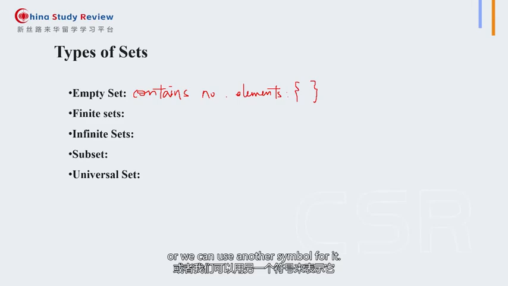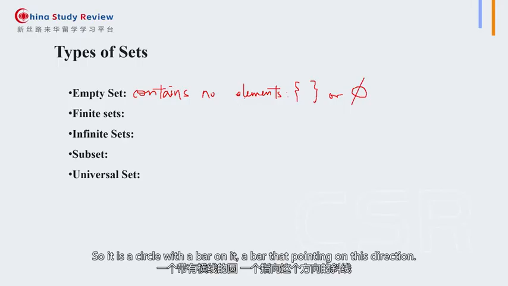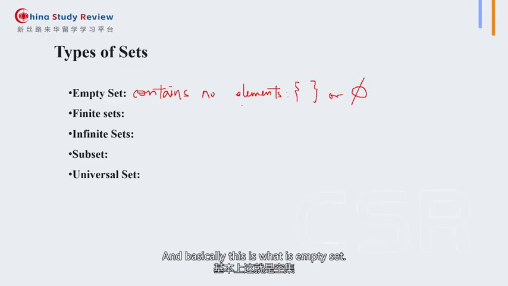Or we can use another symbol for it. This one is a circle with a bar on it, a bar pointing in this direction. Basically this is the empty set. It is called the empty set because it is empty. It has nothing inside, it has no elements.